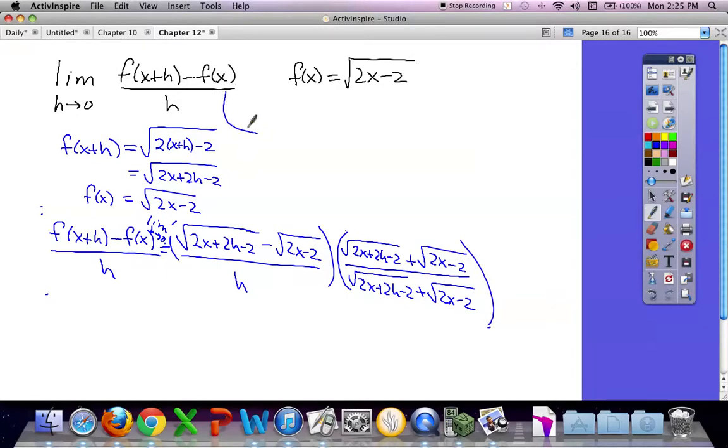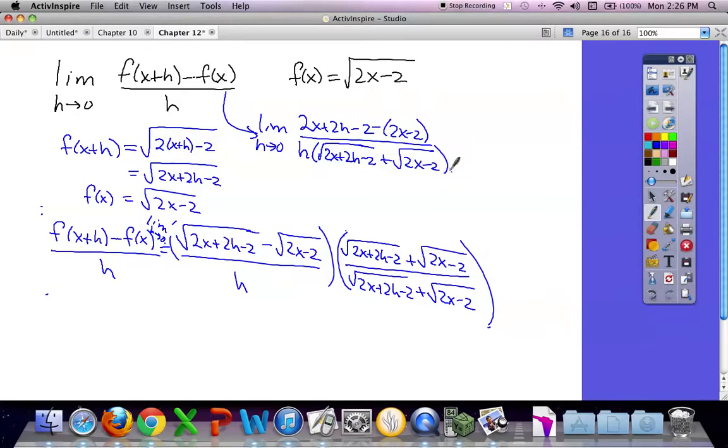Okay. Let me come down here like this. The limit as h approaches 0. All right, let's do the numerator. The first terms, right? If you take the square root of 2x plus 2h minus 2 times the square root of 2x plus 2h minus 2, you get 2x plus 2h minus 2. And then middle terms cancel. The square root of 2x minus 2 times the square root of 2x minus 2, 2x minus 2. Okay, in the denominator we have the h, and we have the square root of 2x plus 2h minus 2 plus the square root of 2x minus 2.